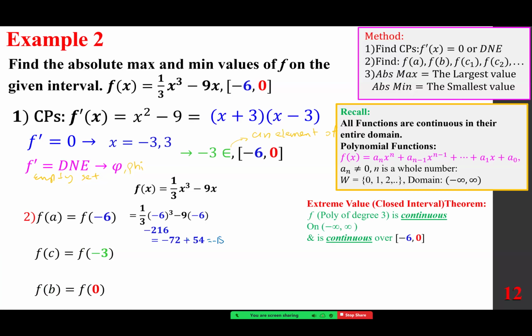Let's do -3. We put it into the original equation. -3 gives us 1/3 times -3 cubed minus 9 times -3. -3 cubed is -27, times 1/3 is -9. -9 minus 9 times -3 makes it plus 27. So it gives us 18. If you plug in 0, clearly you get 0.